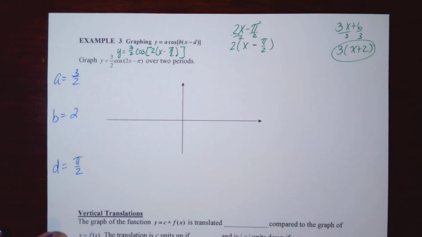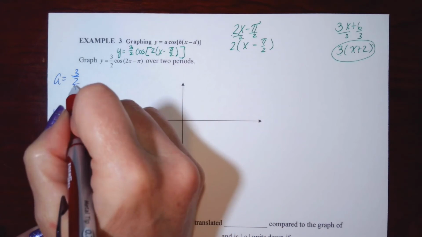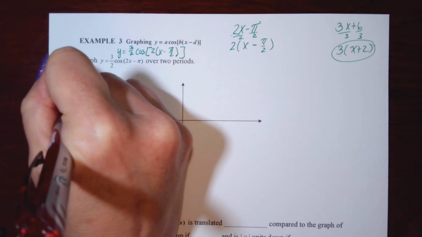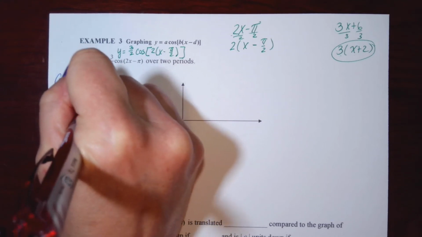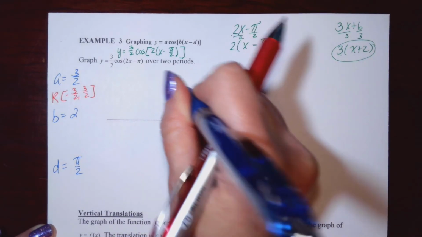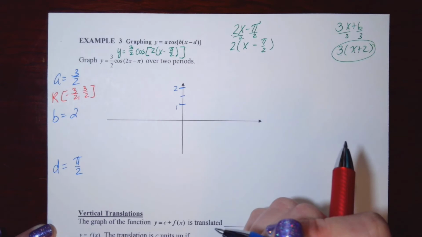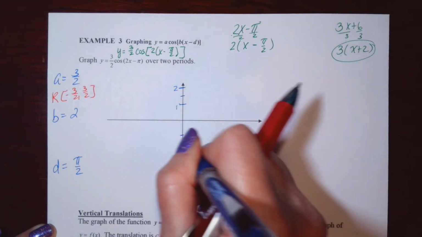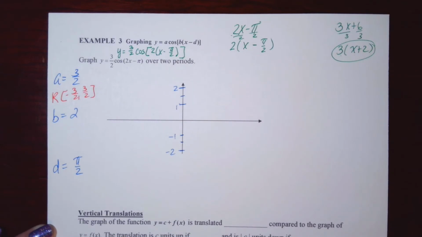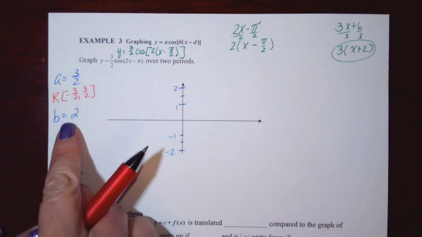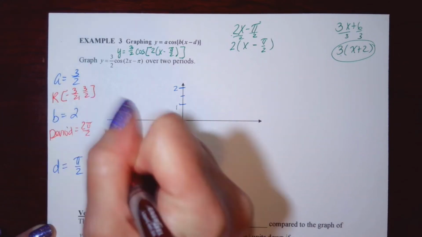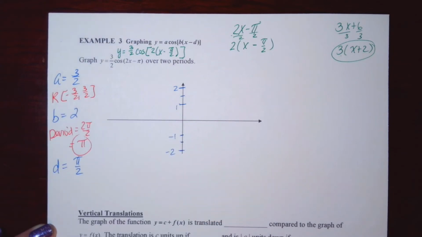So what does that mean for us, for our graph? Well, this value of a being 3/2 means the range of my function is from negative 3/2 to positive 3/2. That's my amplitude, right? So 1, 2, 3/2 is going to be right there, halfway between 1 and 2. And halfway between -1 and -2. We have a value of b as 2, so that changes my period. Period is 2 pi over 2. My period for this function is going to be pi.